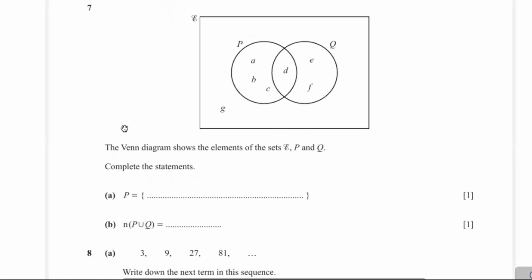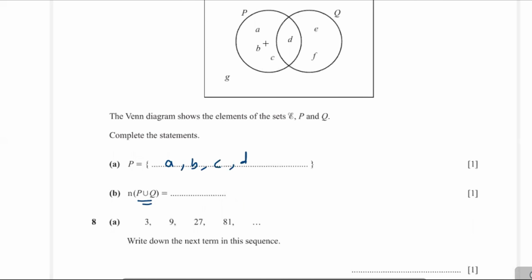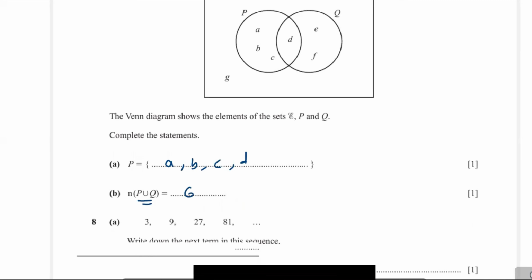You see here question number 7. The diagram shows the elements of the universal set, P and Q. Complete the statement: P equals, you see here these are the elements of P: A, B, C, D. We write it A, B, C, D. And the P union Q: the number of elements in the P union Q region is the number of elements in P and Q. You see here the number of elements in P and Q is 1, 2, 3, 4, 5, 6. We can write it as 6.